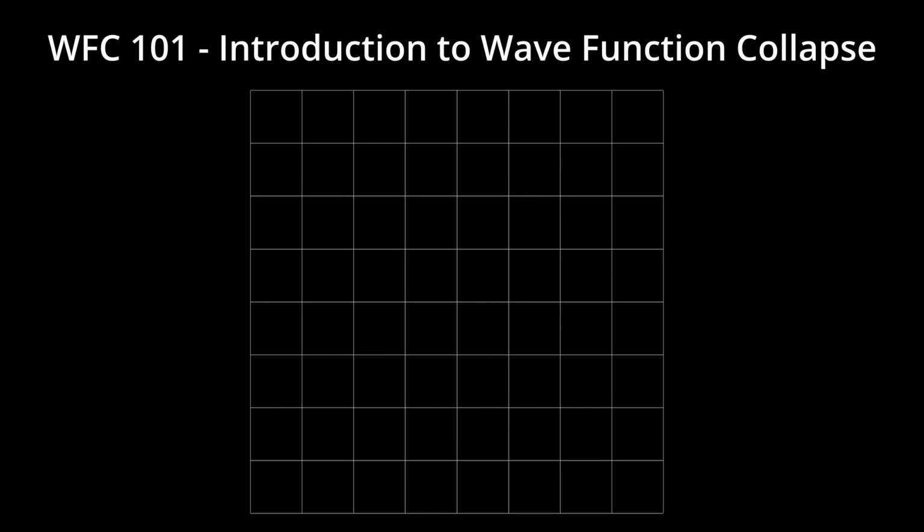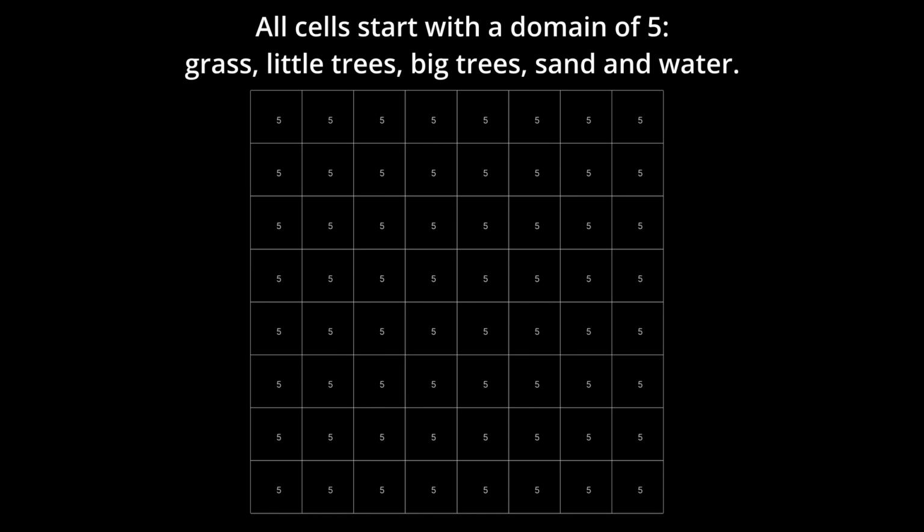Now that the modules are ready, we need a grid of cells. Initially, each cell can contain any of the modules. We can say that the domain of each cell initially includes all possible modules. Now we pick a random cell and randomly assign a module. The cell has now been collapsed. We also know how to reduce the domains of the neighboring cells.